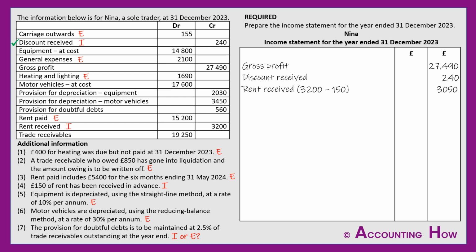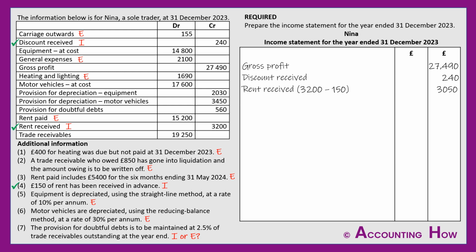So what I'm going to do, let me put it in now, there we go. I'm recording the rent received, but you'll see I've shown a working in brackets. I've put 3,200, the original amount, but I'm taking away the income that was received in advance. That 150 will relate to next year, not this year. If I was going on to do the SFP, income received in advance, Nina would need to treat as a liability. So in her current liability section, she would have rent received in advance, £150. And I'm going to put a green tick next to the rent and also next to item 4 because I've dealt with those two things.